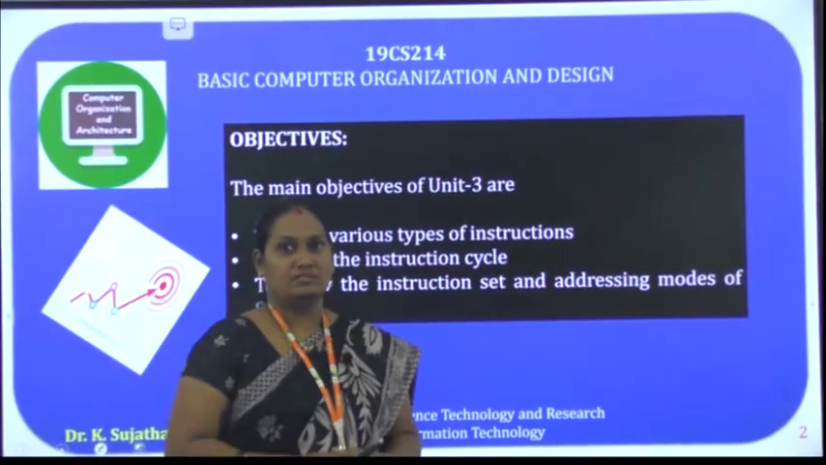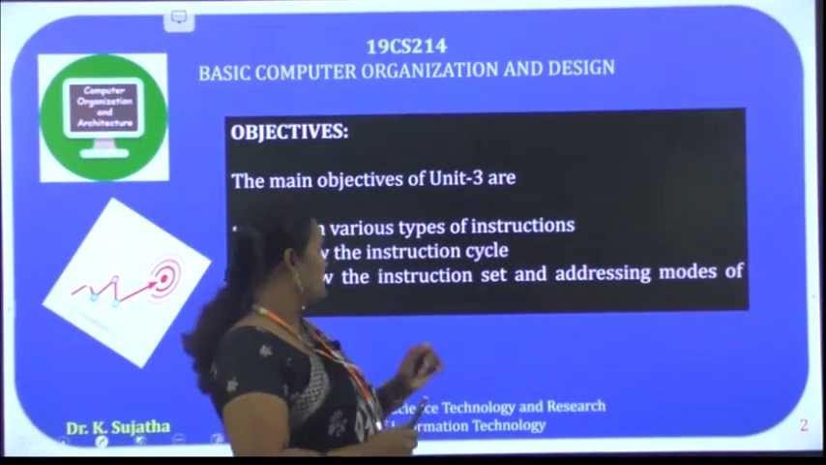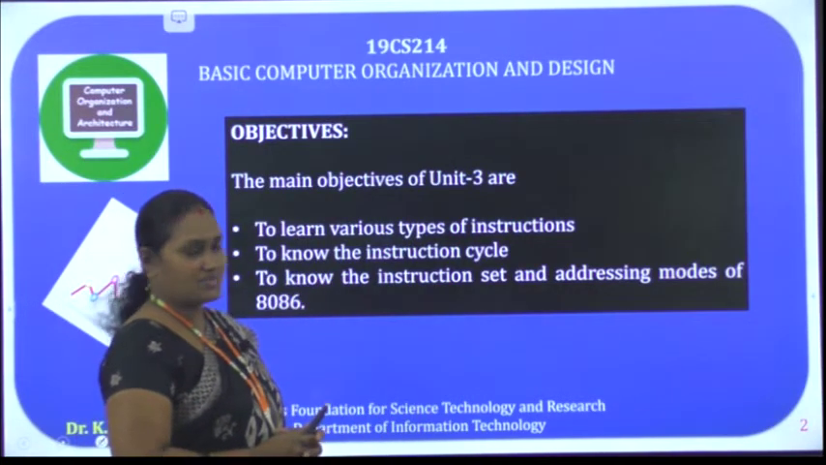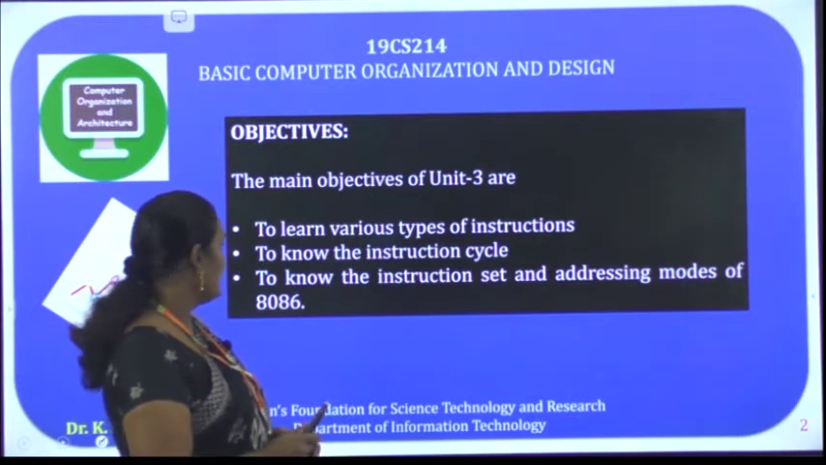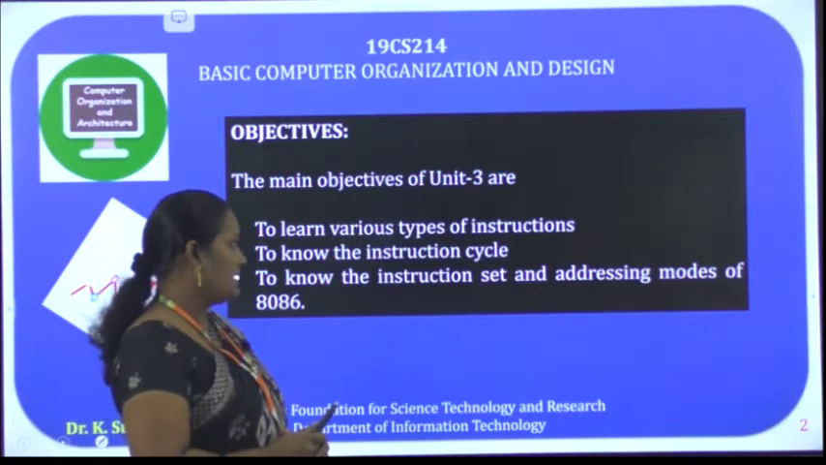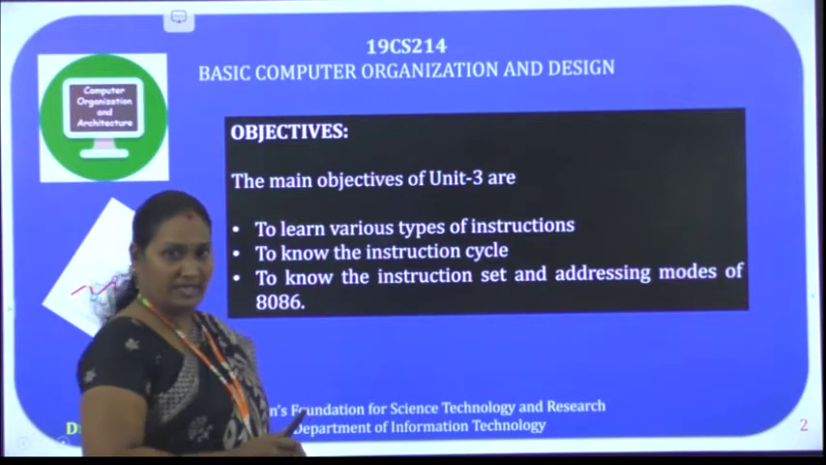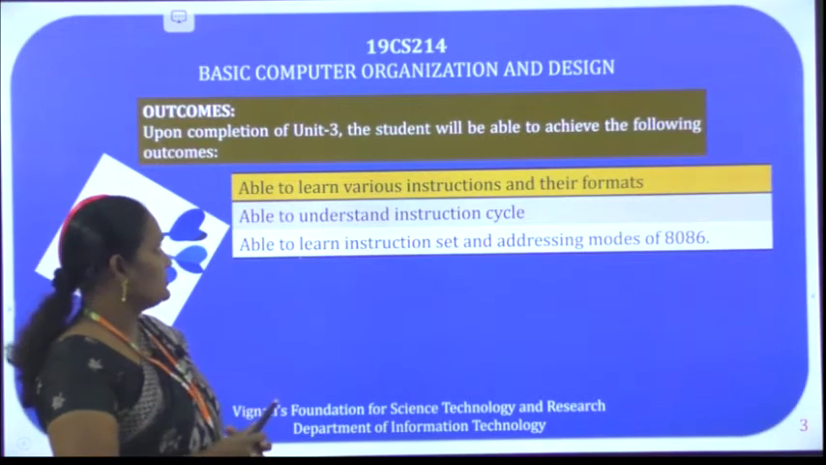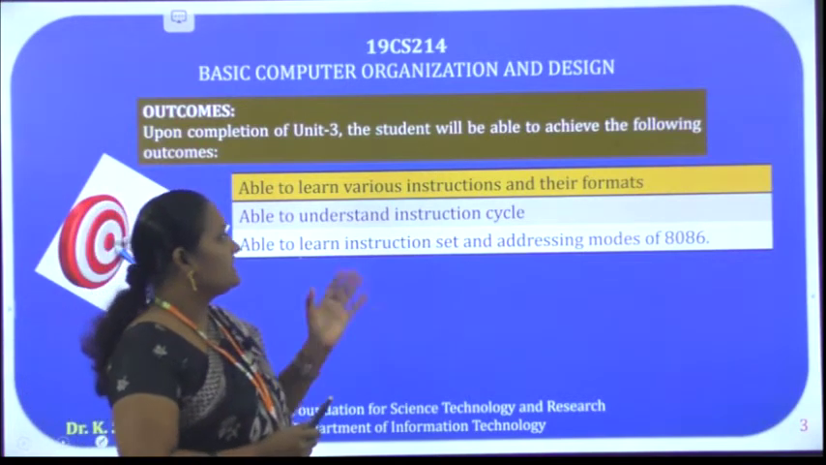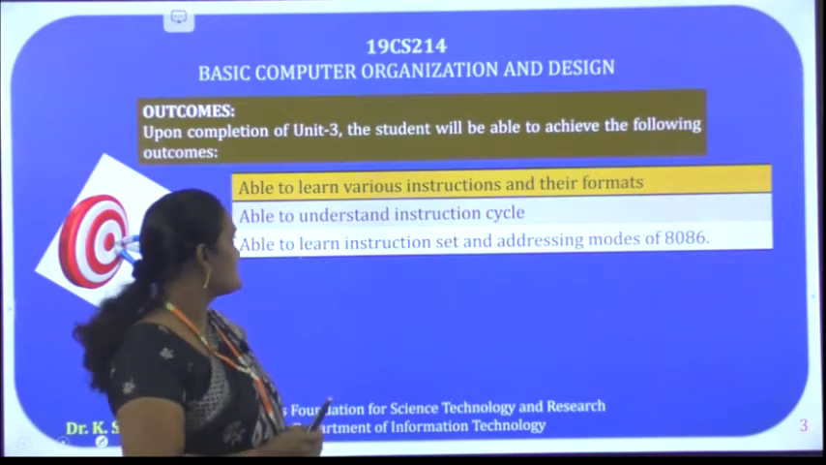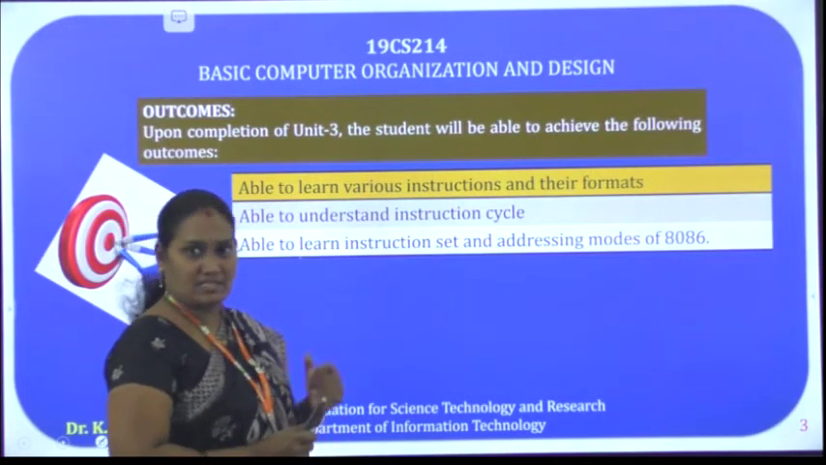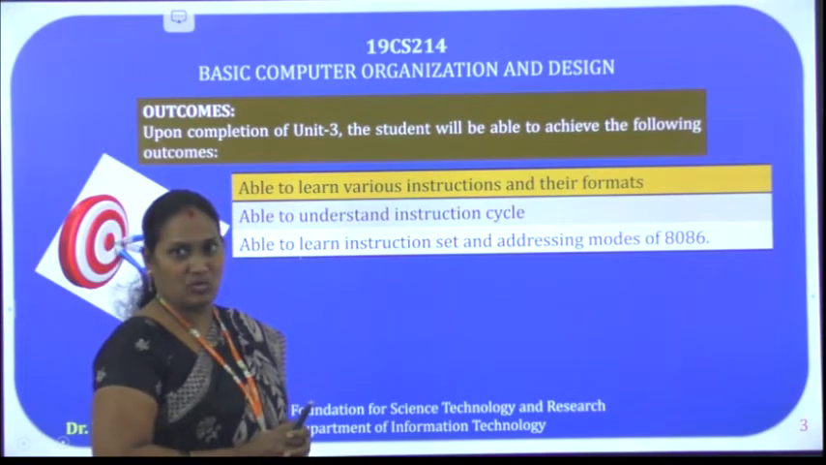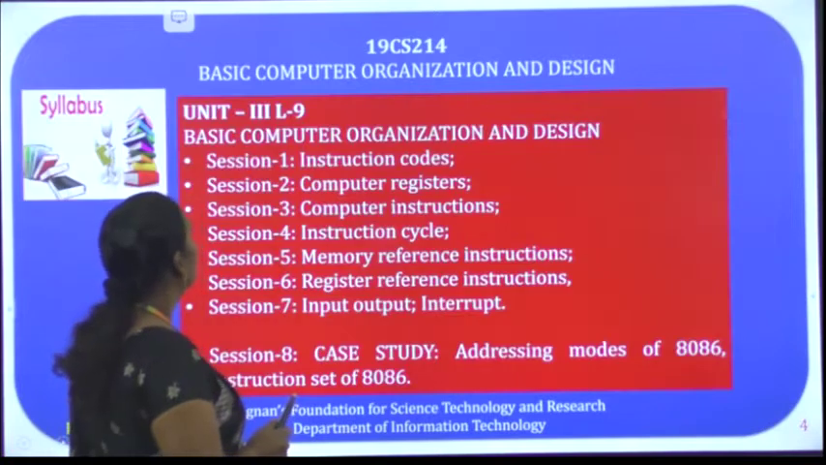Coming to the objectives of this unit, the main objectives are to learn various types of instructions, to know the instruction cycle, to know the instruction set and addressing modes of 8086. The outcomes of this unit are, by following this unit, the student will be able to learn various instructions and their formats, able to understand instruction cycle, and able to learn the instruction set and addressing modes of 8086.